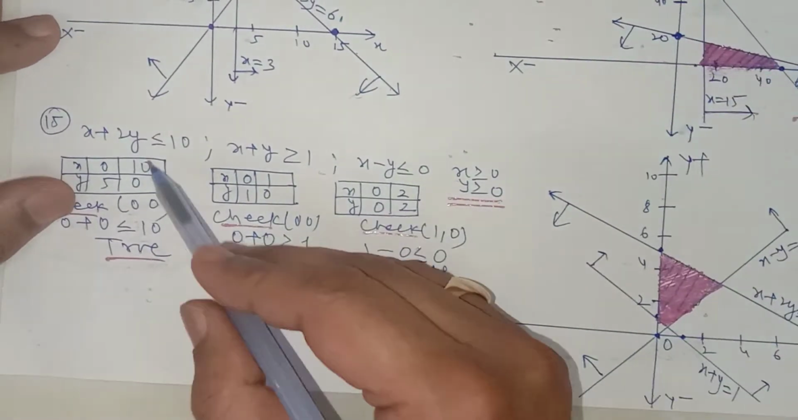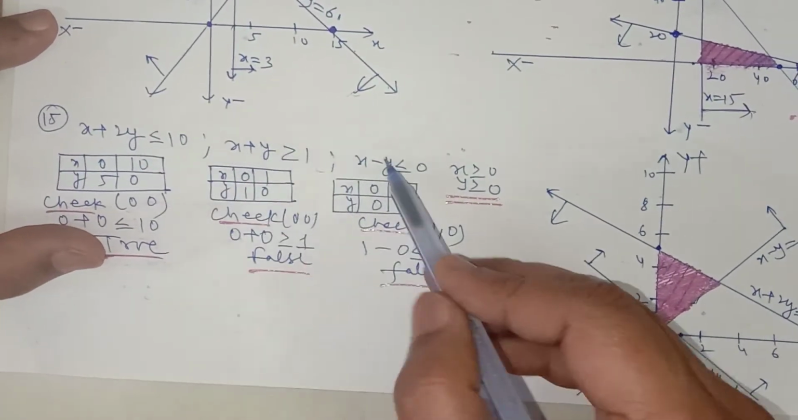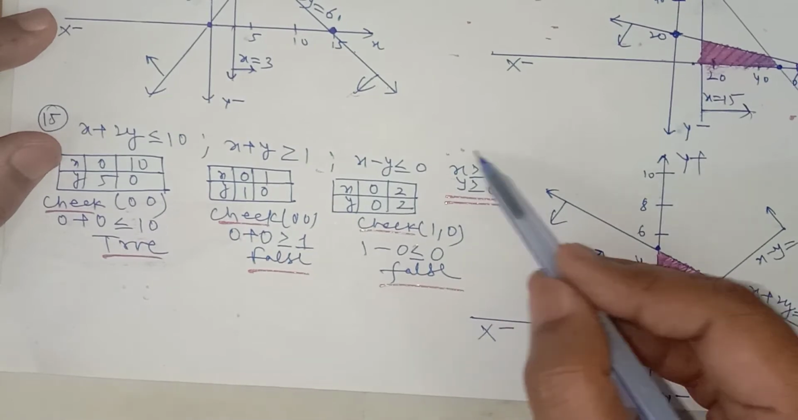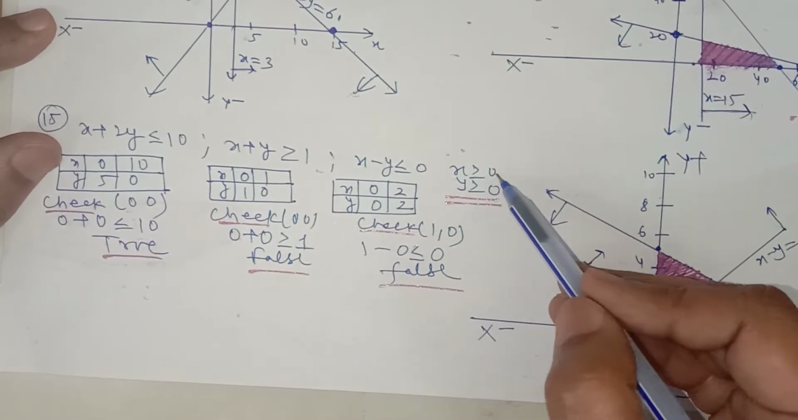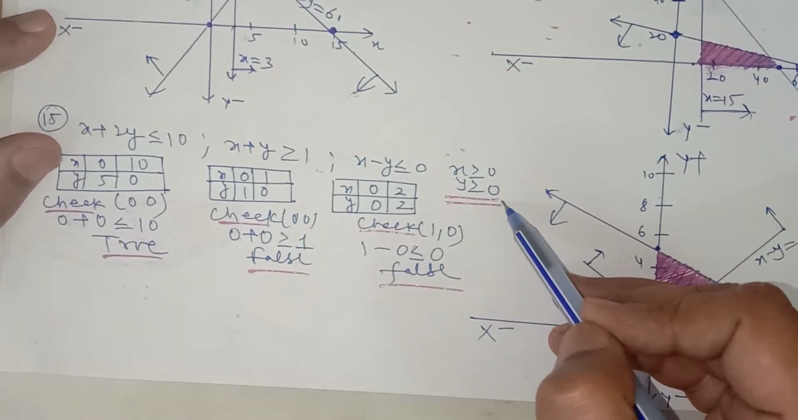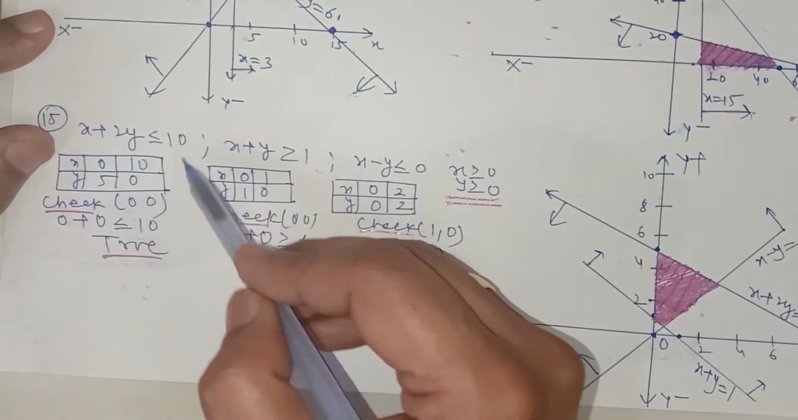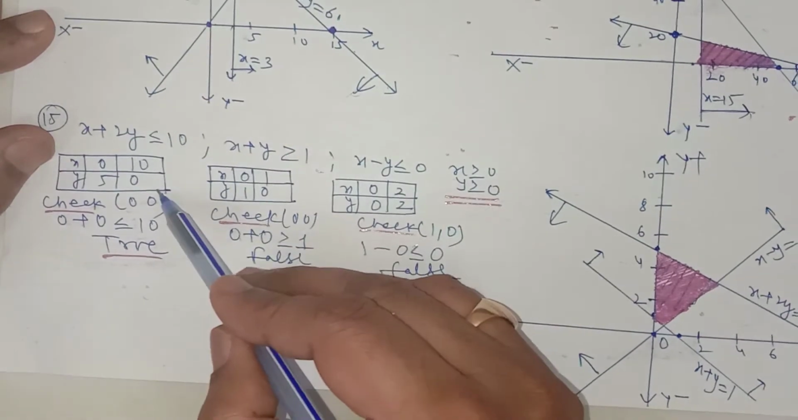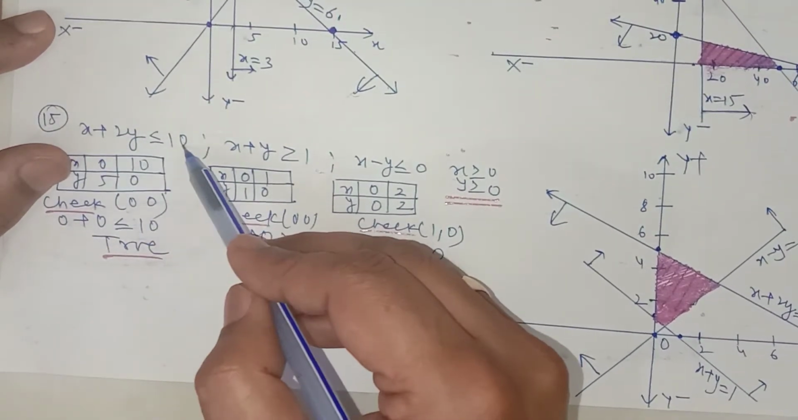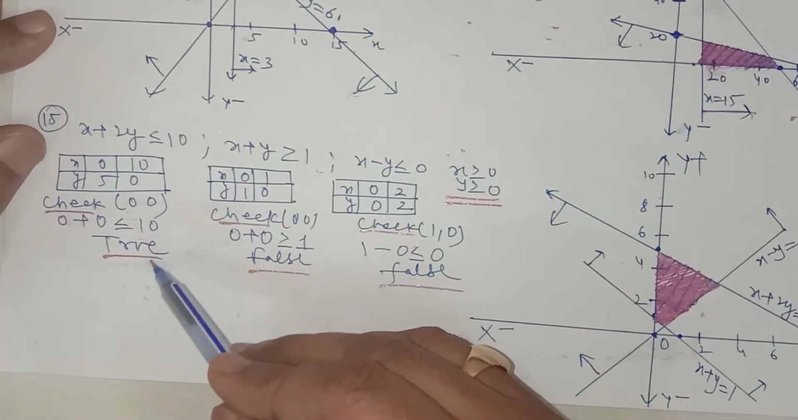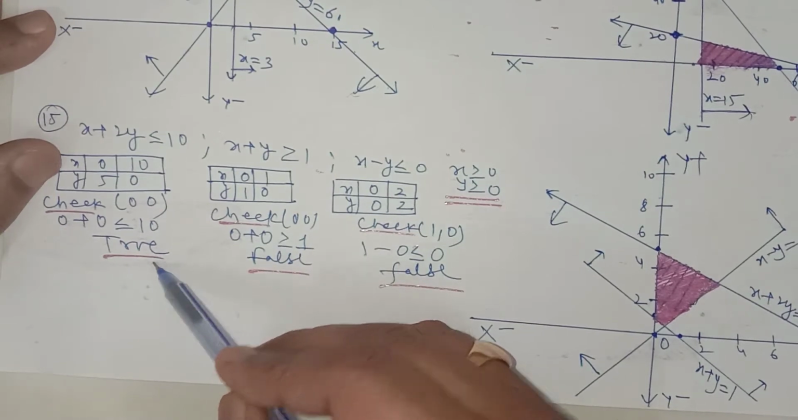Now in question number 15, again we have how many equations? 1, 2, 3, and again it is given that you have to shade only in the first quadrant: x is greater than or equal to 0, y is greater than or equal to 0. So find the solution set of this. If x is 0, y will be 5. If y is 0, x will be 10. And 0 plus 0 less than 10 is true, so (0, 0) is the solution of this equation, as we have done already in the previous questions.